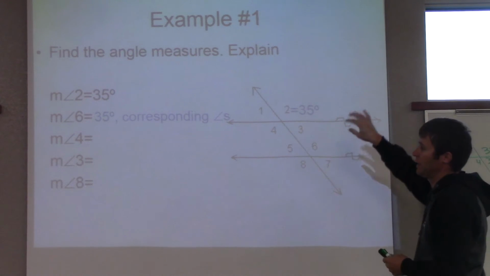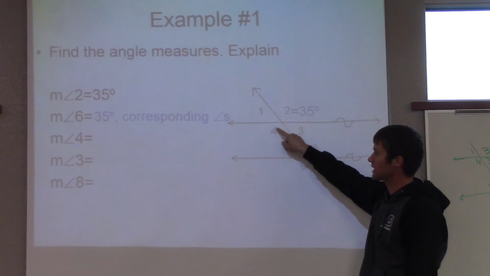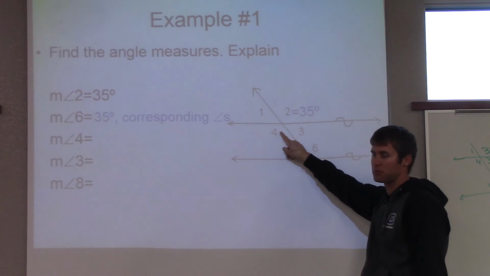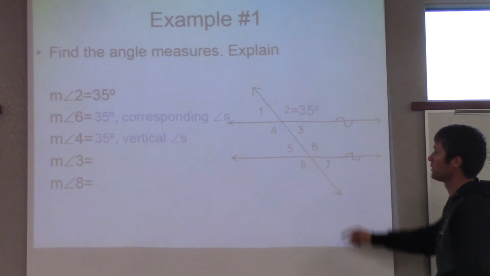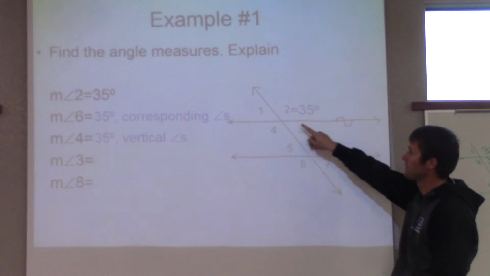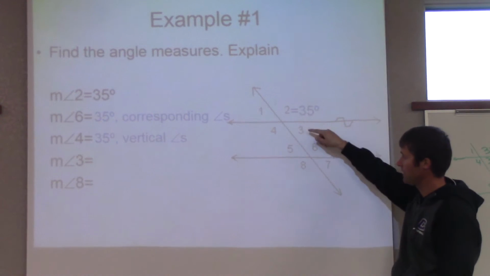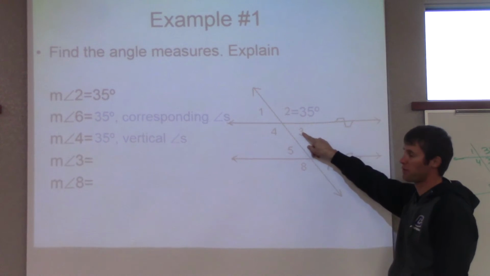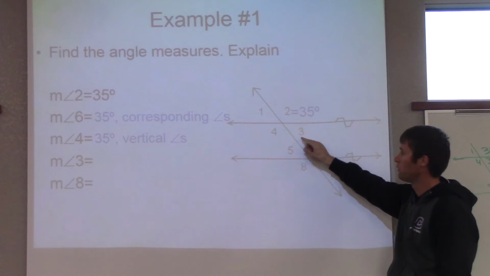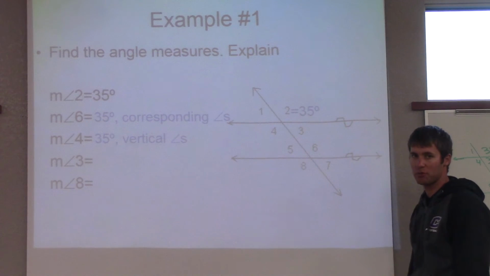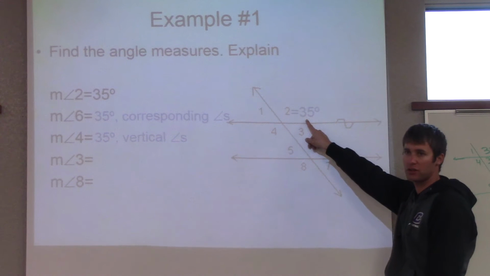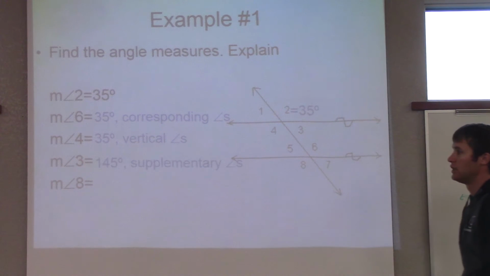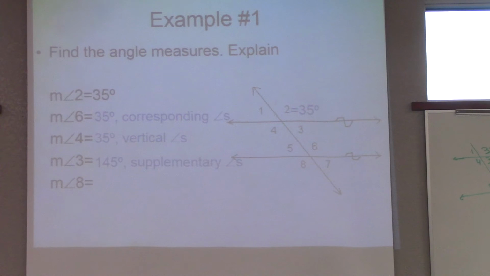Angle 2 and 4, what type of angles are those? Those are from last chapter. They're equal because they're vertical angles. Then we go to angle 3. Angle 2 and angle 3, what will they add up to? They form a straight line, so they add up to 180 degrees. So 180 minus 35 is 145. You could say 145 degrees by supplementary angles.